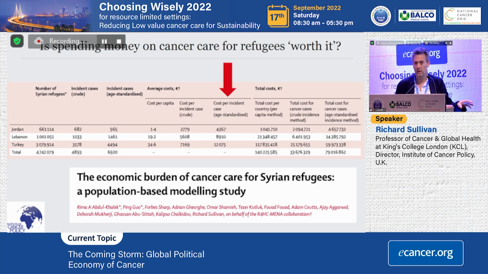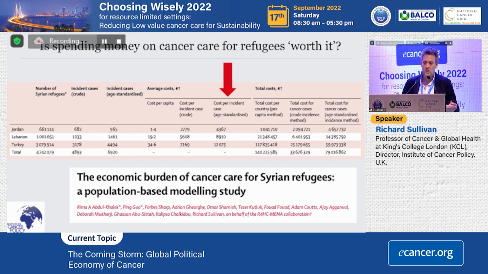Now, ignore Lebanon now, because this was done before Lebanon imploded, basically. But Jordan and Turkey are relatively socialized systems. Hacettepe, Istanbul, King Hussein Cancer Center, etc. But look at the difference in the cost per incident case, age standardized. Between 4,300 point estimate in Jordan up to about 12,000 in Turkey. These are pretty much the same disease groupings and costings that they're using, etc. But the differential impact here is huge in terms of the burden to be paid in individual countries.